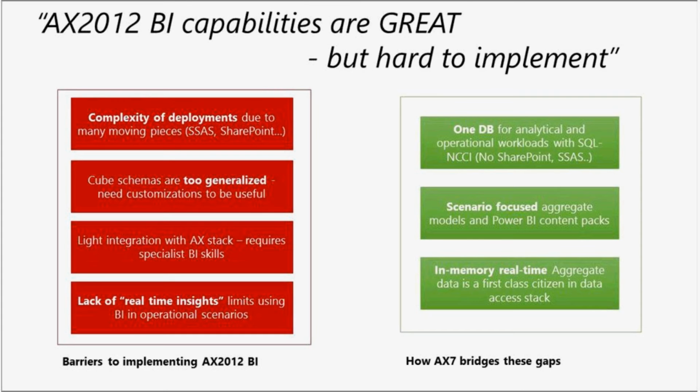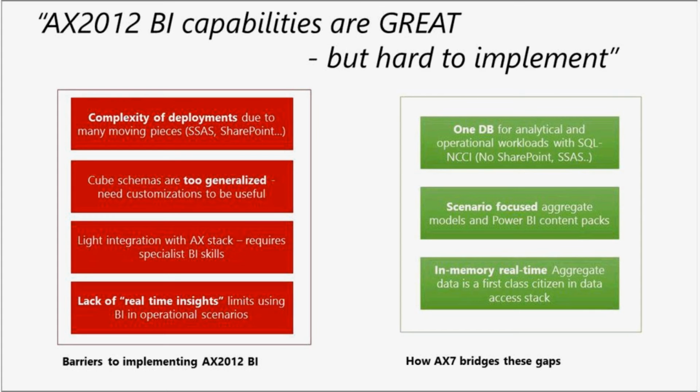For example, some of the things that made analytics hard to implement in AX 2012: if you take a look at it, there were lots of servers that you had to configure. We've eliminated that by taking a dependency on the new in-memory technology that comes with SQL Server. So fundamentally, there is one database that serves both analytical needs as well as operational needs, and we do that with a technology called nonclustered column store indexes, or NCCI technology.